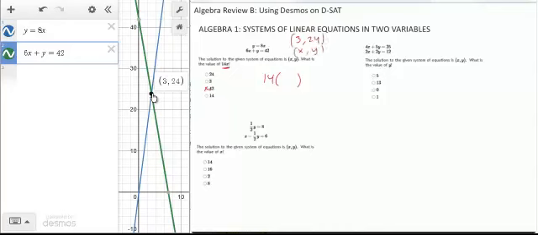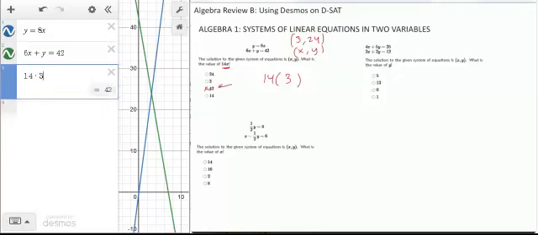You want to find what 14x is. So our x value was 3. So our solution is going to be 14 times 3, which is 42, and confirms our answer.